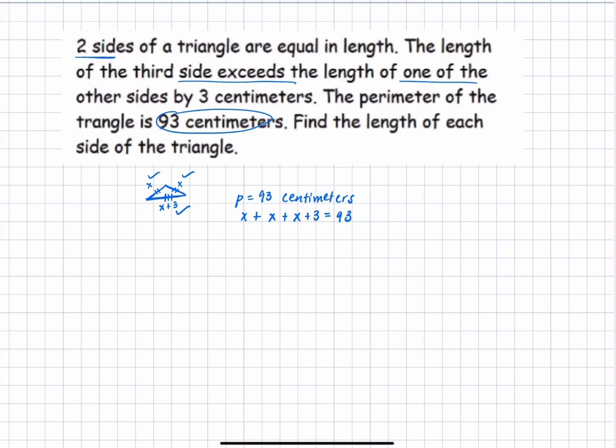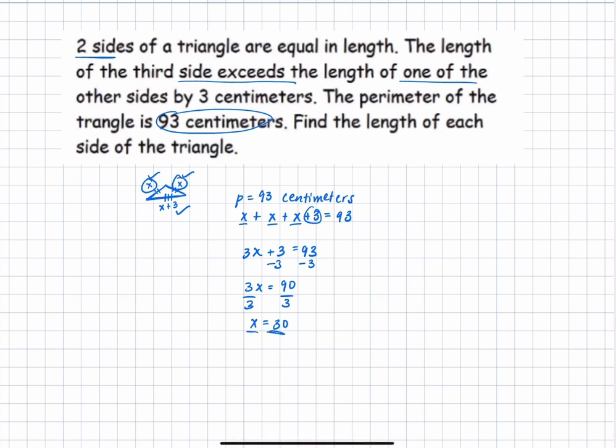Group the like terms. So there are 3x. So 3x plus 3 equals 93. Subtract 3 on both sides, and you get 3x equals 90. Divide by 3 on both sides, and then x equals 30. Great. So now we know that the length of the two sides are 30 centimeters, since x equals 30.